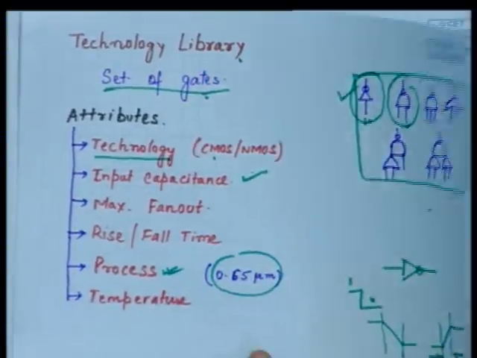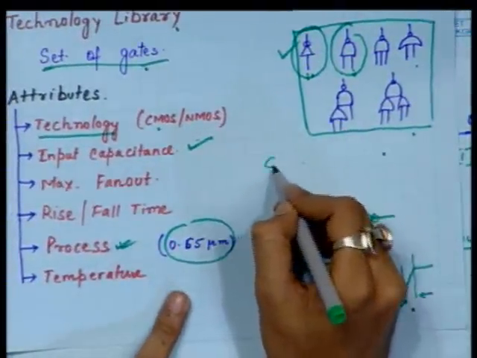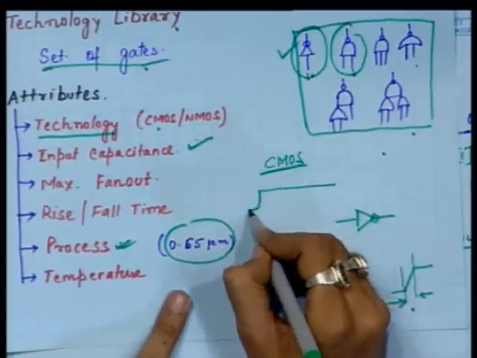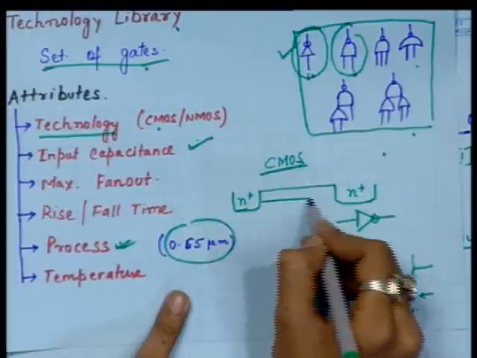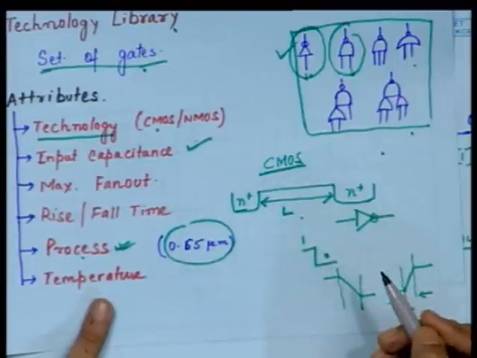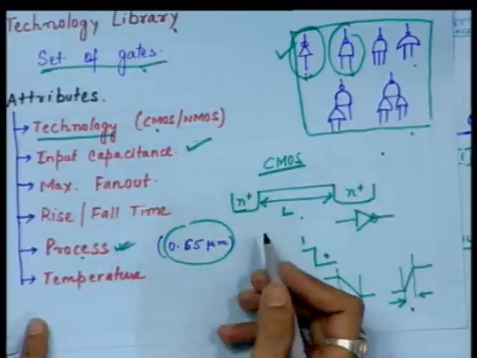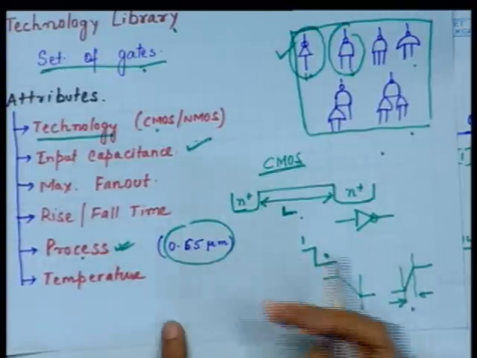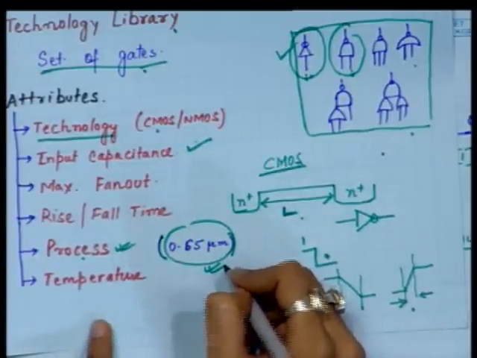Whenever we are going to build a process in CMOS, the process is governed by the channel length. So when we say that we are building our design on a 0.65 micrometer process, it means the channel length is 0.65 micrometer. Present designs are going at 0.65 micrometer.